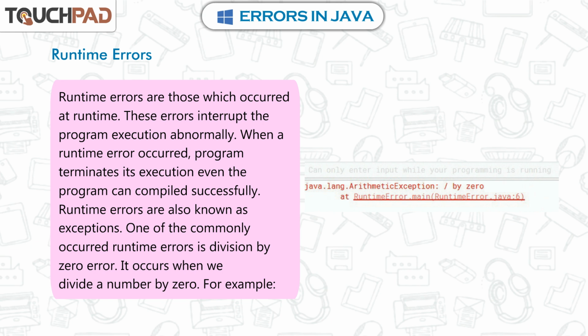Runtime errors. Runtime errors are those which occur at runtime. These errors interrupt the program execution abnormally. When a runtime error occurs, the program terminates its execution even if the program compiled successfully. Runtime errors are also known as exceptions. One of the commonly occurring runtime errors is the division by zero error. It occurs when we divide a number by zero.